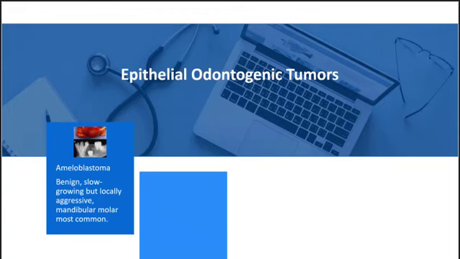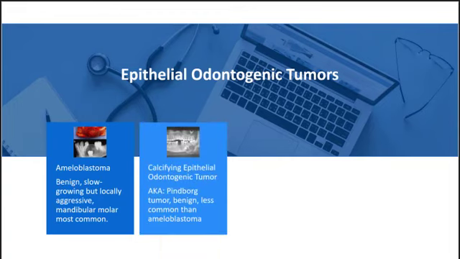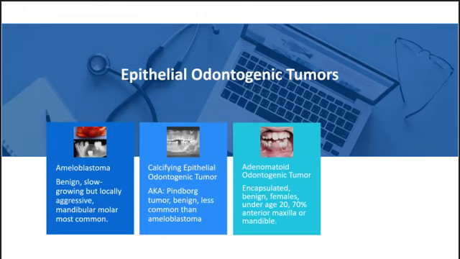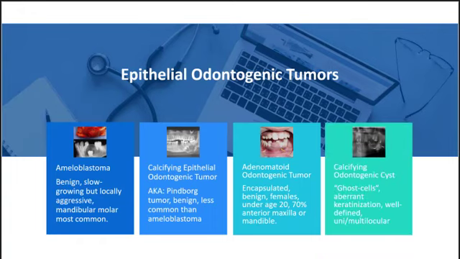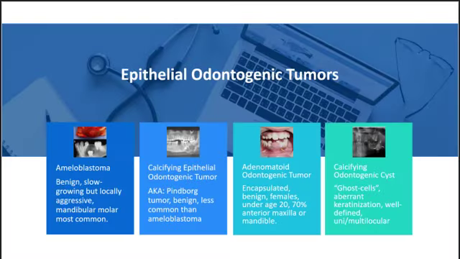The other 3 that we want to make note of are calcifying epithelial odontogenic tumor, adenomatoid tumor, and calcifying cysts. Each of these have some distinctive features, which I have highlighted for you here. If you need to pause this to make your notes, please feel free to do that. And again, the one you most likely are going to see would be ameloblastoma, so we're going to talk more in depth about that one on the next slide.